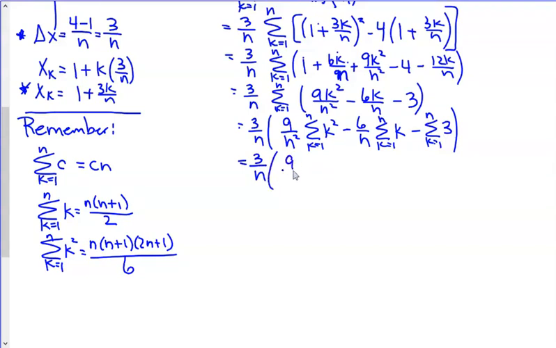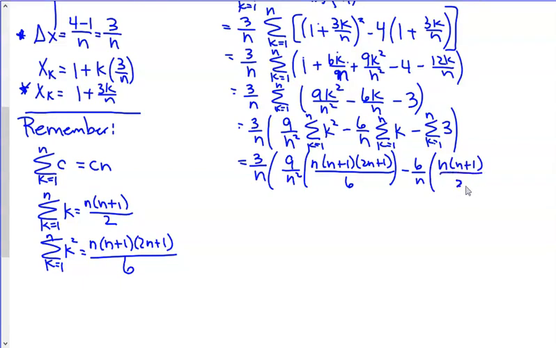So I get 9 over n squared times n plus 1 times 2n plus 1, all over 6, minus, I have my 6 over n here, and I'm going to replace this sigma of k equaling 1 to n of k with what it's equivalent to here, n times n plus 1 all over 2. Again, be very meticulous here. And this property with a constant tells me I can just multiply 3 times n and be done with it.